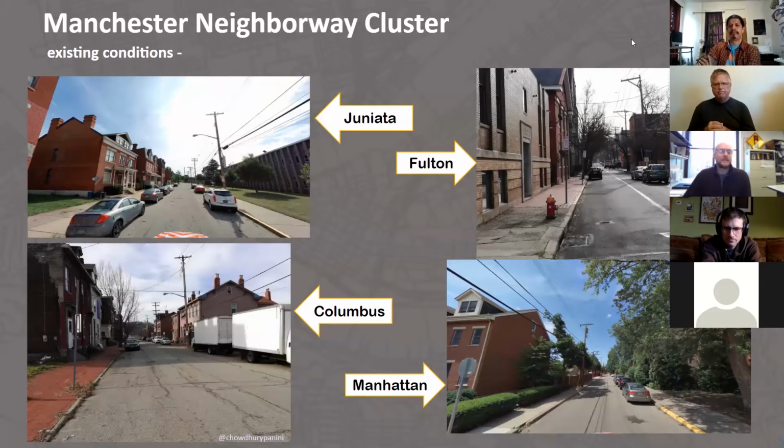To that last end, one of the new tools that we have in our toolbox that we are putting out around the city right now are what we call neighborways. For streets like Fulton, Juniata, Columbus, Manhattan, in the Manchester neighborhood, these are already relatively narrow, somewhat calm streets, but right now lack any sort of real cohesion in how they form the transportation network. So what our neighborways do, they don't take out any lanes, they don't take out parking.